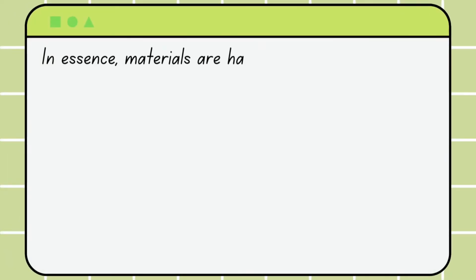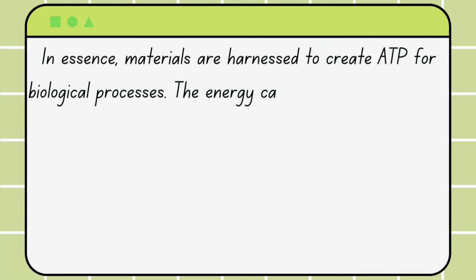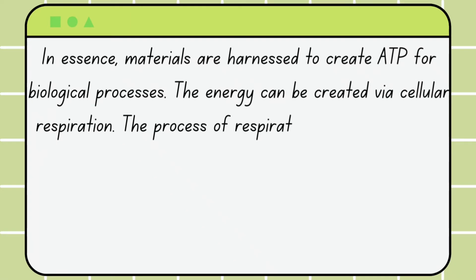In essence, materials are harnessed to create ATP for biological processes. The energy can be created by cellular respiration. The process of respiration occurs in three steps when oxygen is present.